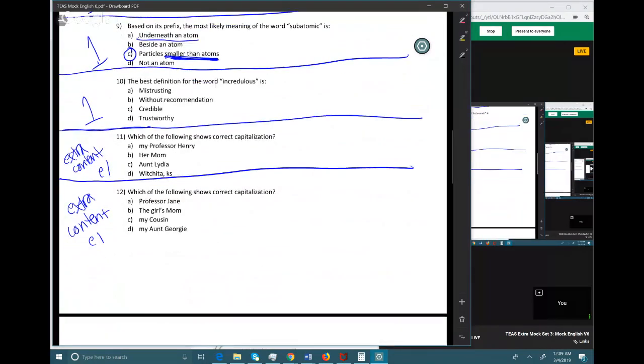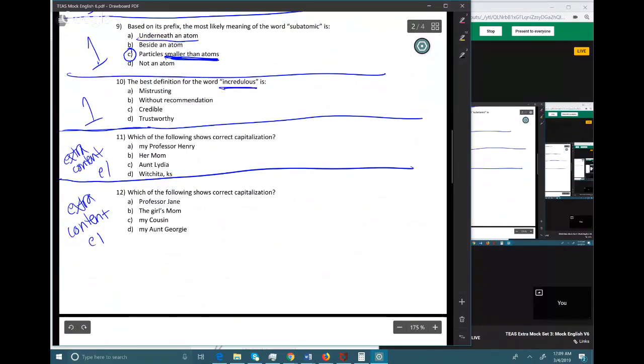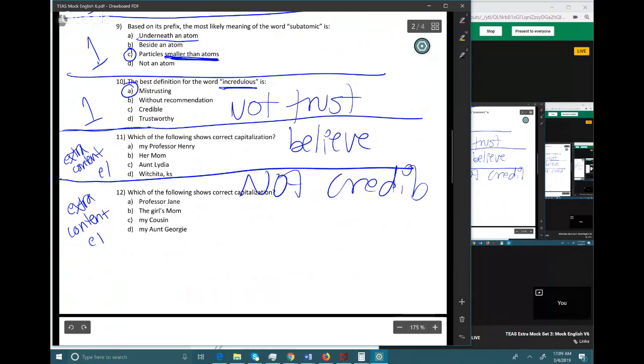Number 10, the best definition of incredulous. I mentioned this in a couple of the recent mocks. This is very tricky because they use some of the weirdest definitions. I've had you answer this a couple of different ways. You've never seen me use this answer. It's A: mistrusting, distrusting, not trustworthy, disbelieving, anything like that. So what you're looking for is to not, and that's the key part, not trust, not believe, not credible is the root of the definition of the word. That's what you're looking for.